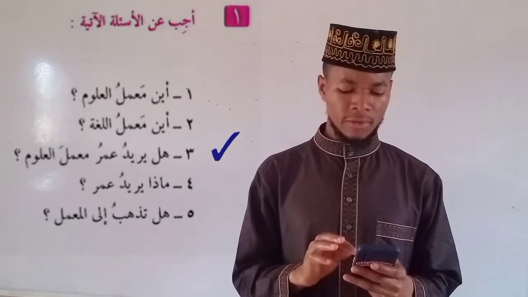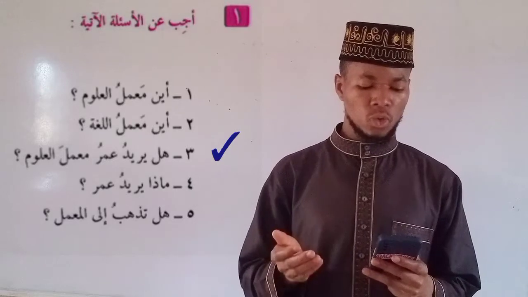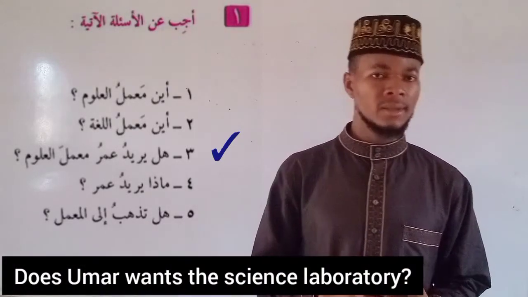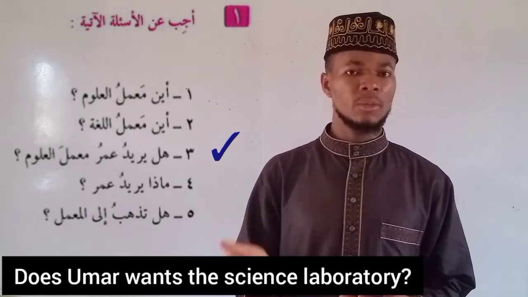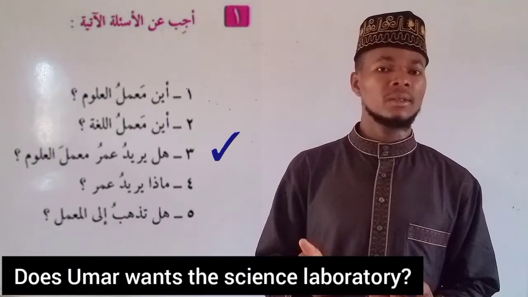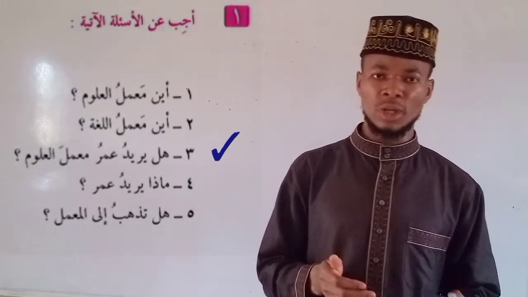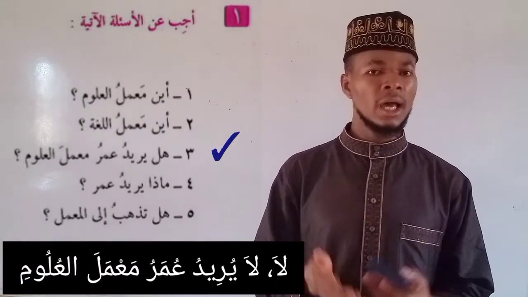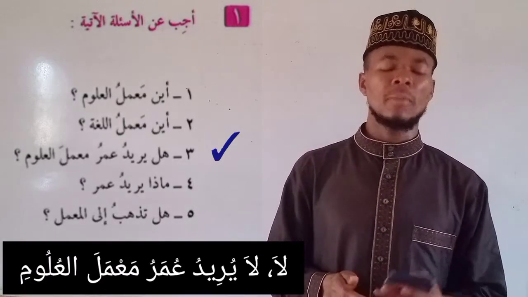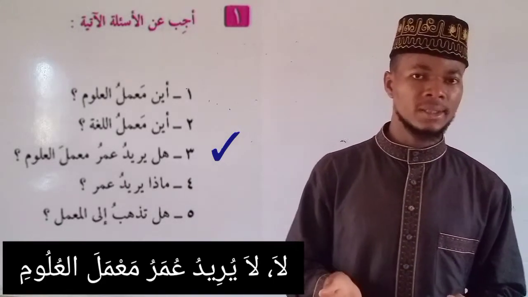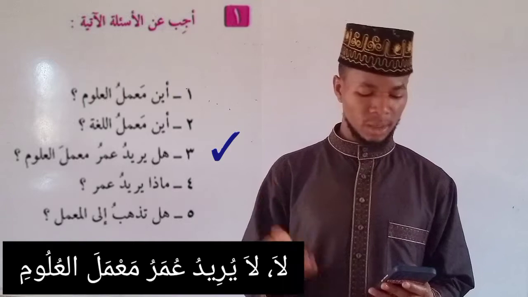So question 3 we have هل يريد عمر معمل العلوم? Does Umar want the science laboratory? So according to the passage, Umar wanted the language laboratory. So here we see لا يريد عمر معمل العلوم, that no, Umar doesn't want the science laboratory.